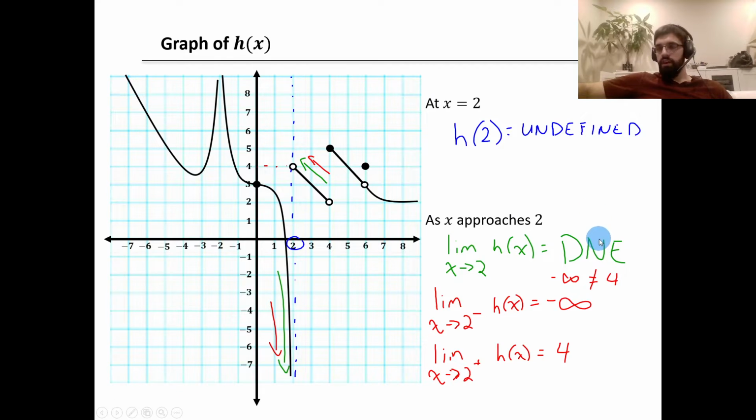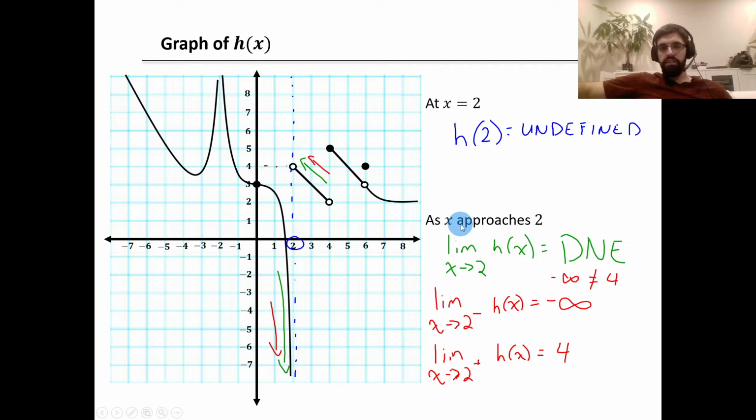And so it's kind of similar to a limit does not exist, but when we talk about specific points and we're evaluating those points, they're either defined or they're undefined. Whereas when we're talking about limits, they either exist or they don't exist. So don't get those two confused.